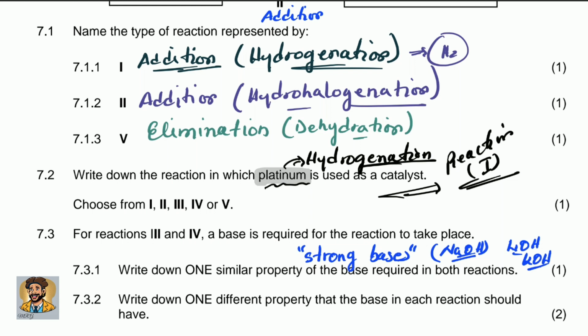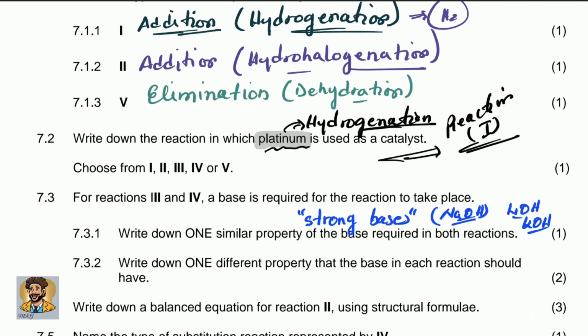Now, what is the difference between the bases we use in reactions 3 and 4? I don't even have to see the reaction. I know they're speaking about two reactions. One is elimination and the other one is substitution. During elimination, you need a concentrated base. But during substitution, you need a dilute one.